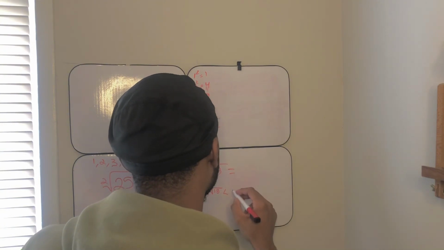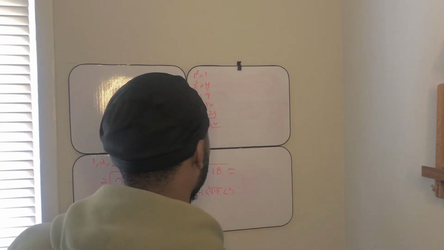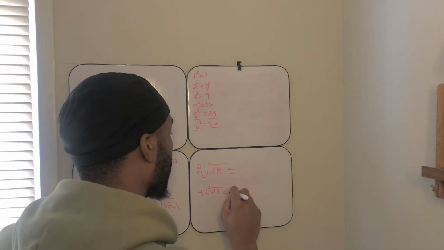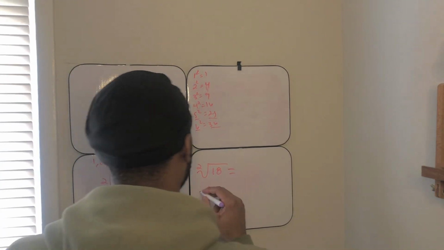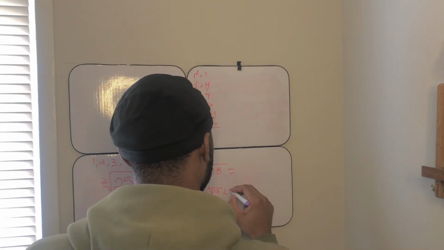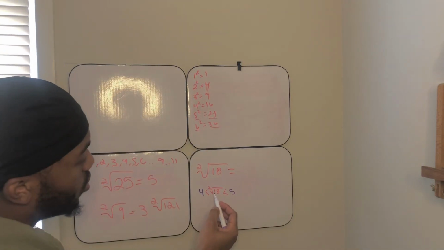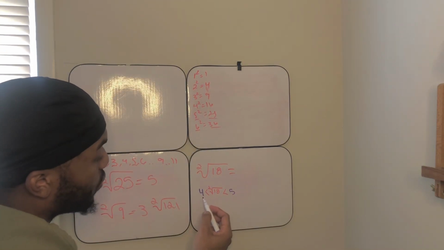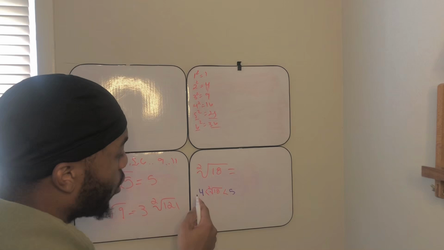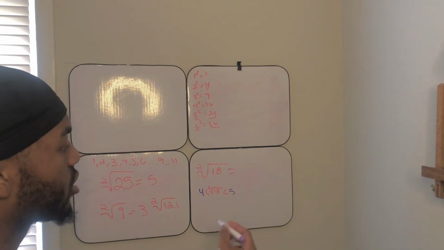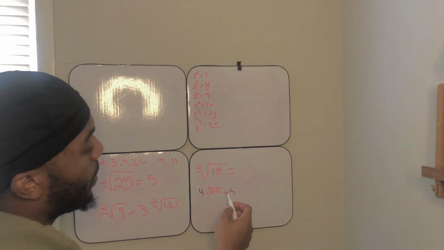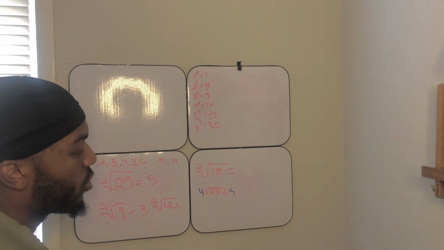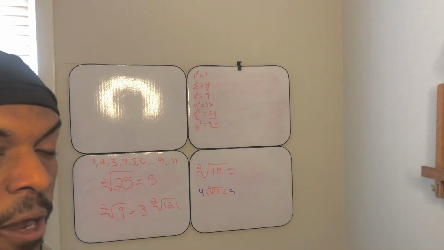But it's going to be less than 5. I'm going to put this in a different color. So the square root of 18 is bigger than 4 because 4 times 4 is 16. And the square root of 16 is just 4. But it's less than the square root of 5 squared.